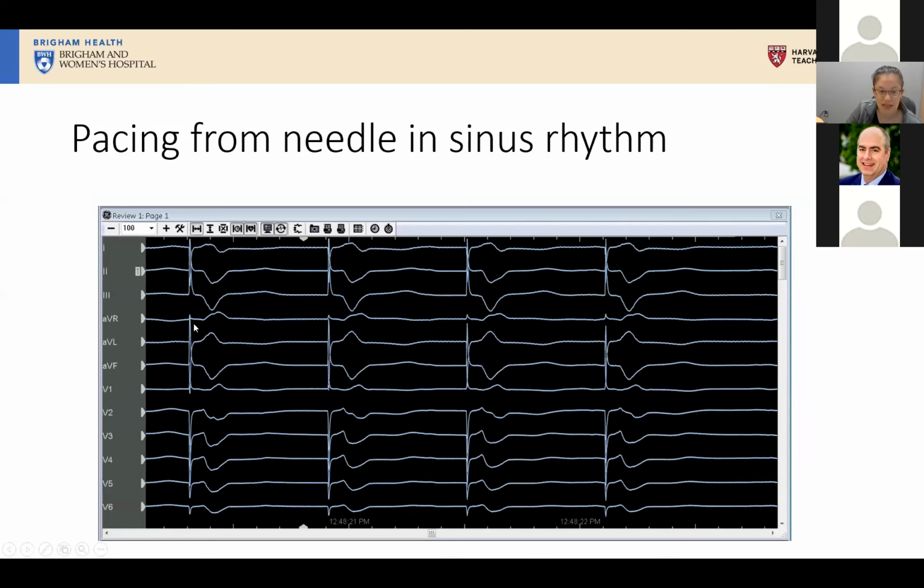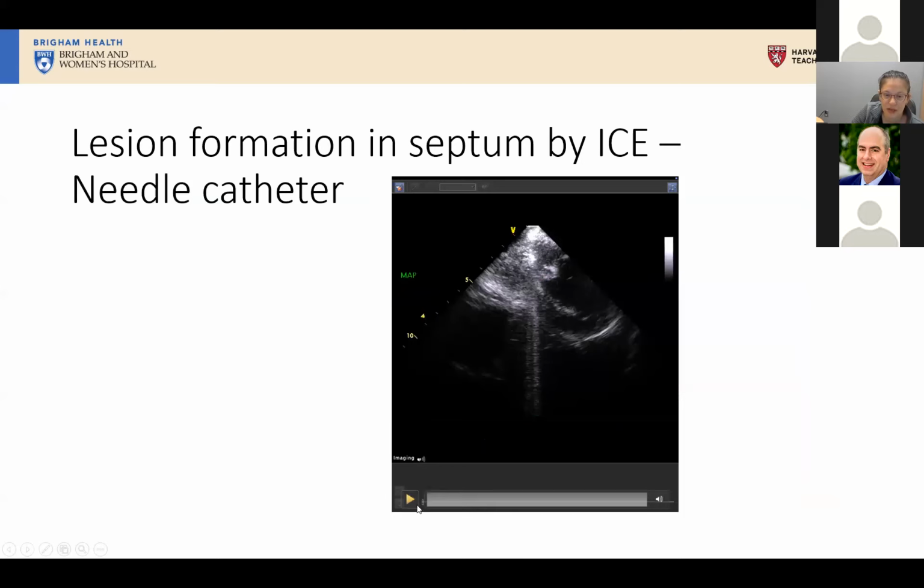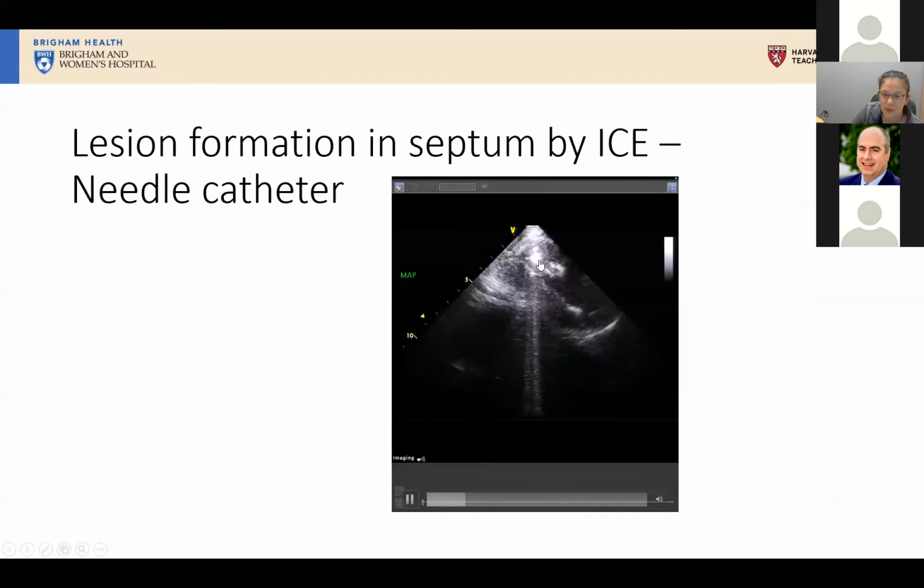Once we were in sinus rhythm, here's what the pacing from the needle looked like. It looks just like the VT, so we delivered a few more lesions just for good measure. There's a little bit more stim to QRS delay here, maybe just a touch, so maybe there's some mid-myocardial scar that we were accessing. This is what the needle lesions looked like from the right side and from the left side. You can see the interventricular septum is a little bit generous here, so there's quite a distance covered. Here's an intracardiac echo showing the needle lesion generation.